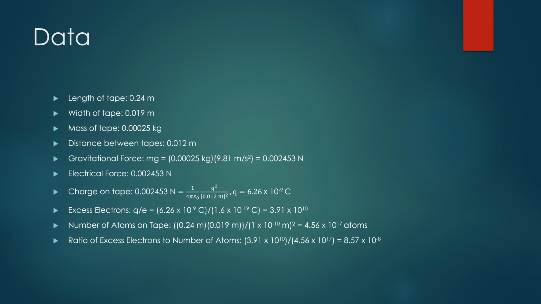The amount of charge on a piece of tape was 6.26 times 10 to the negative 9 coulombs. The amount of excess electrons was 3.91 times 10 to the 10. The number of atoms on a piece of tape was 4.56 times 10 to the 17. And the ratio of excess electrons to the number of atoms was 8.57 times 10 to the negative 8.